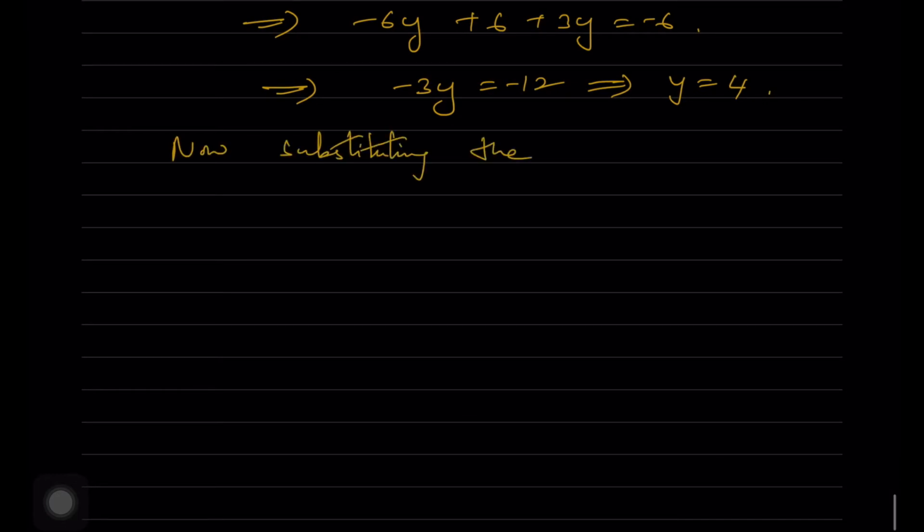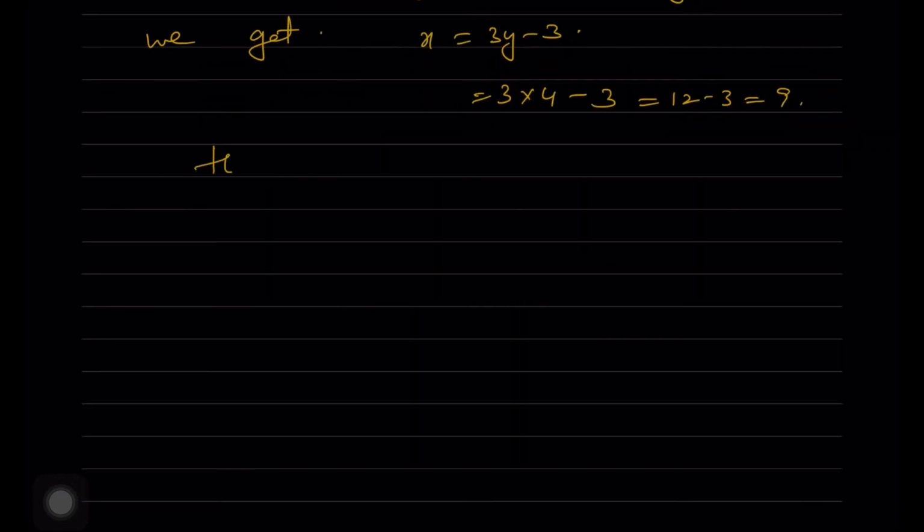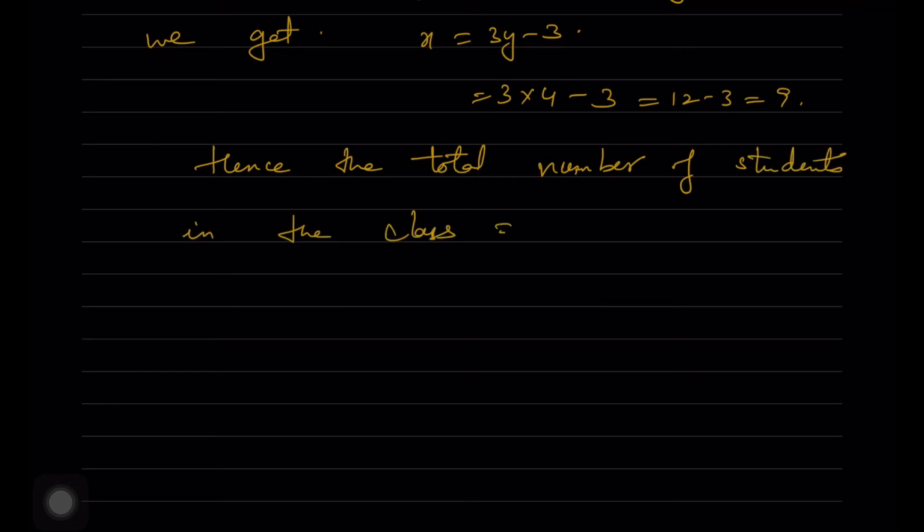Now substitute this value of y is equal to 4 in equation 6. So you are getting it as x is equal to 3y minus 3, or x is equal to 3 into 4 minus 3, which is 9. So therefore total number of students in the class is equal to x into y, where x we got as 9 and y is equal to 4. So 9 4s are 36 is the total number of students in the class.